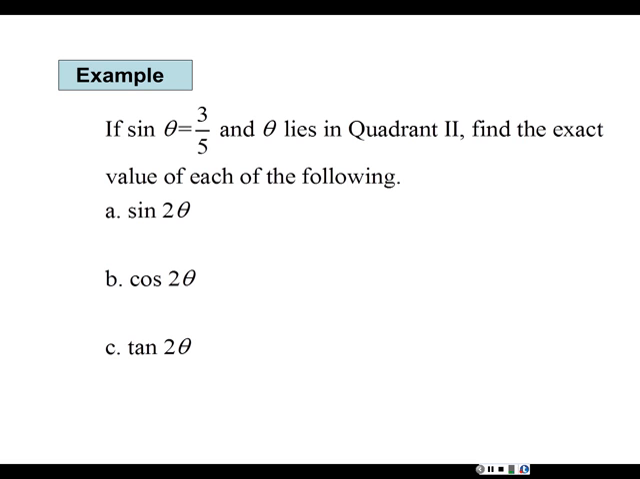So we just try to find the absolute value. Absolute value means without the sign. Now we know that theta is in the second quadrant, so your cos theta is going to be negative 4 over 5.